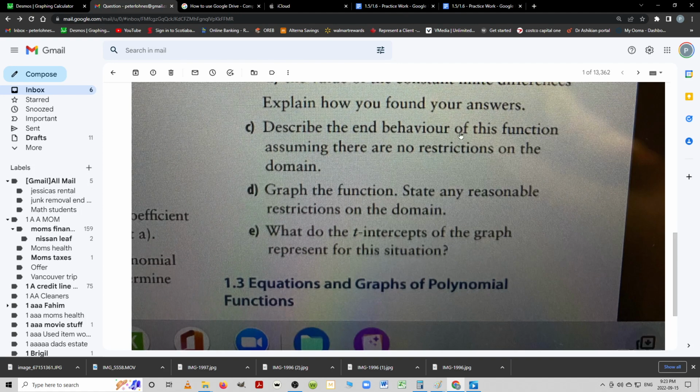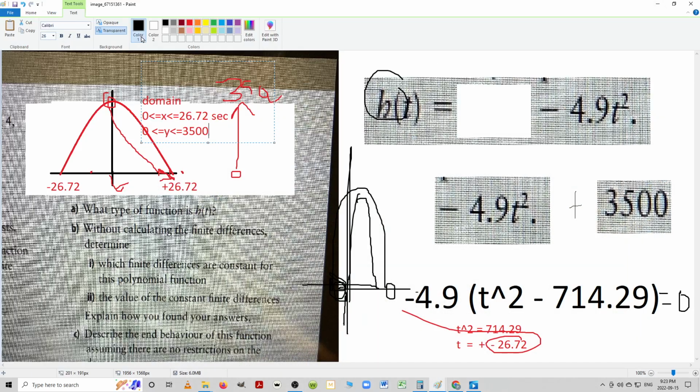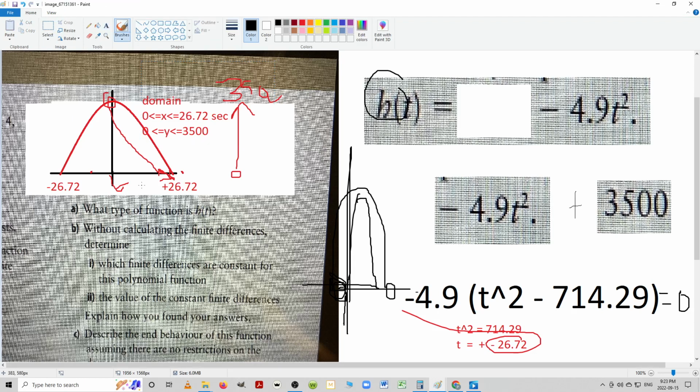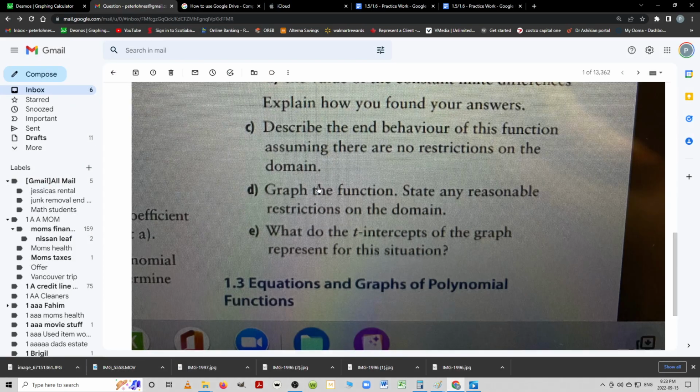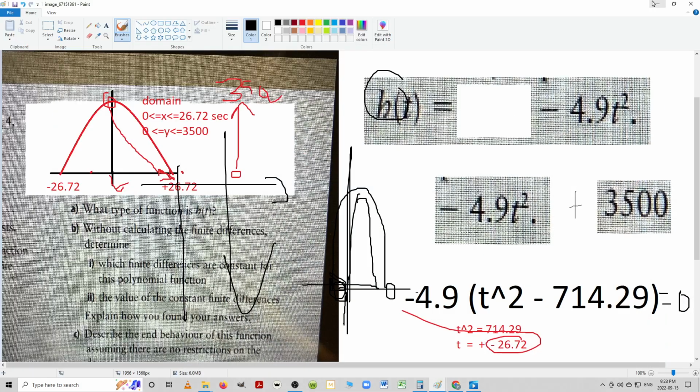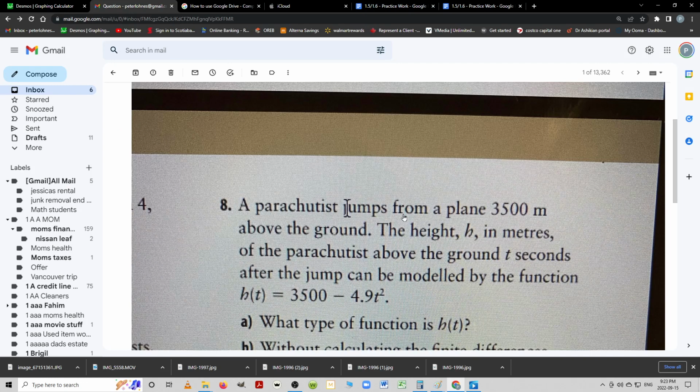Okay, describe the end behavior of the function assuming there are no restrictions in the domain. Well, the end behavior is as x approaches positive infinity, if there's no restrictions, y is approaching negative infinity. And D, graph the function and state any restrictions. What do the t-intercepts of the graph represent in this situation? One represents negative time, which can't exist, and the other represents when he lands on the ground. And if I go back to see if it's minutes or seconds, the ground height, and it's seconds. There you go. Not as hard as you would think.